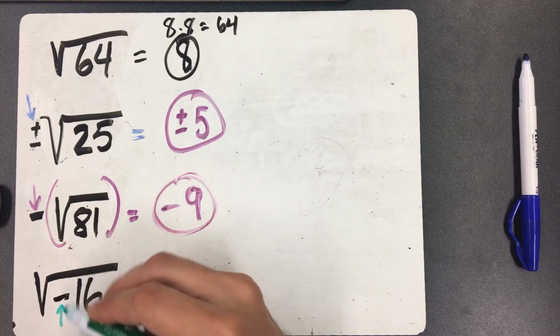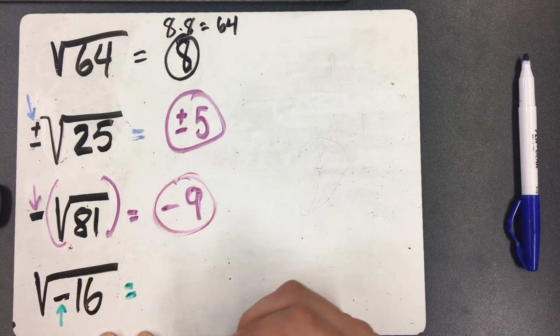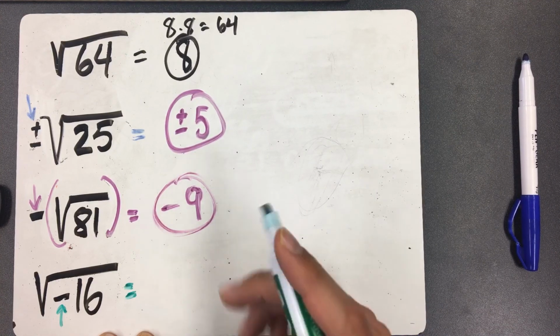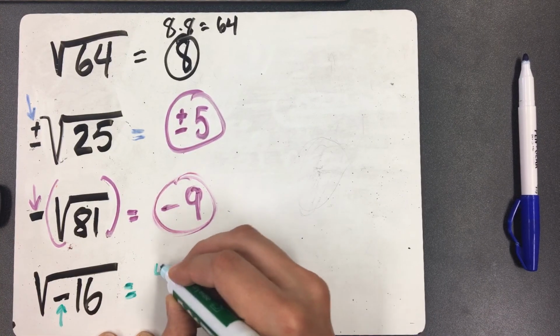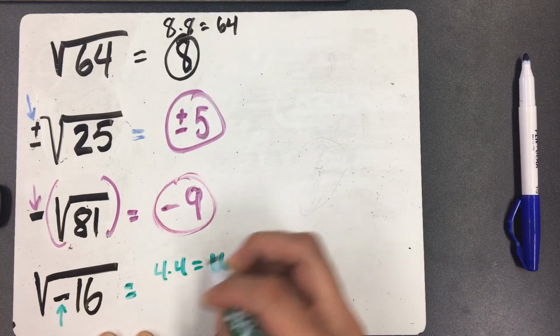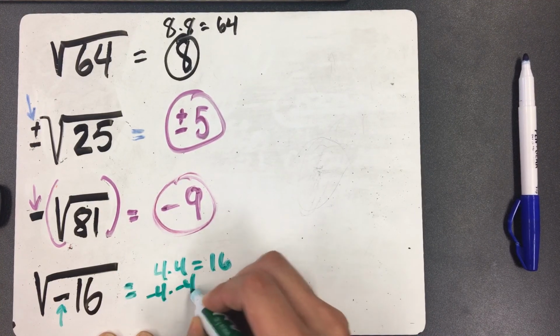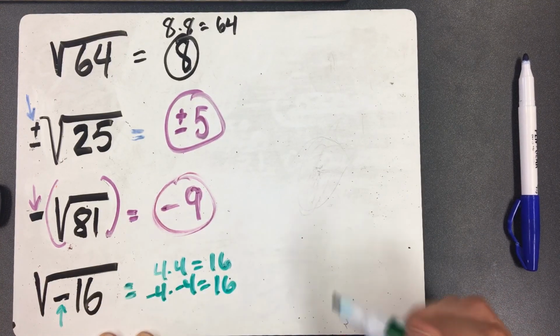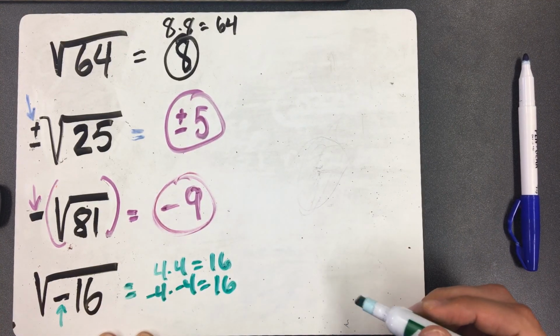There's no number that if you multiply it by itself will ever equal a negative. Because remember, if you multiply something by itself, the signs are the same. And if the signs are the same, the answer has to be positive, right? 4 times 4 is positive 16. Even negative 4 times negative 4. When the signs are the same, the answer is positive. There's no way to get negative 16 by multiplying the same thing times itself.